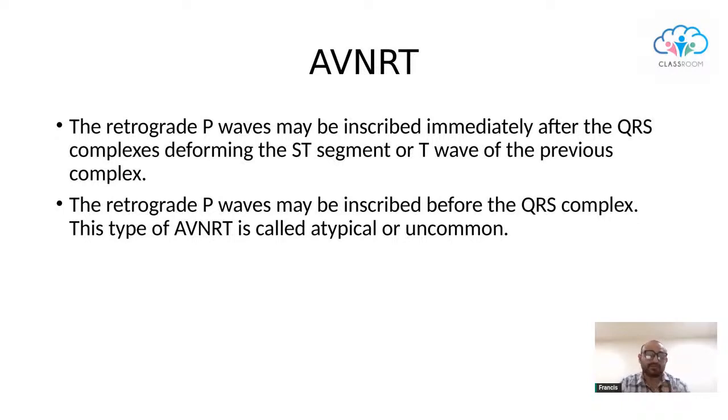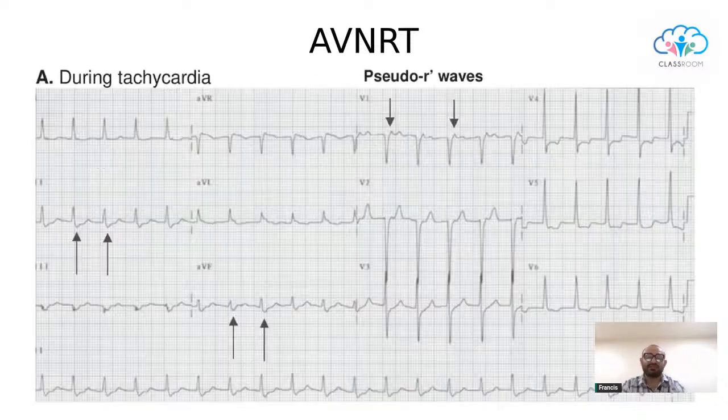Slightly rarer manifestations of retrograde P waves are where they may be inscribed immediately after the QRS complex, deforming the ST segment or even the T wave. And if the retrograde P wave is inscribed before the QRS complex, which is rarer still, it's called an atypical AVNRT. This is a 12 lead ECG showing the pseudo S wave seen in lead 2 and lead AVF, and the pseudo R dash wave seen in lead V1.